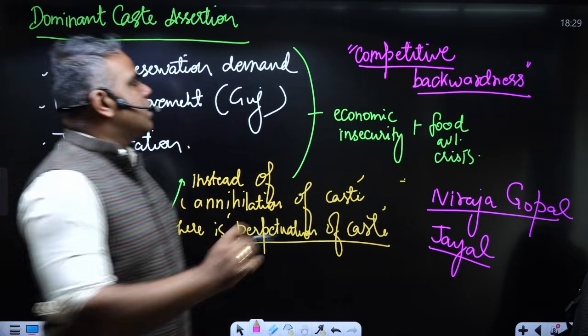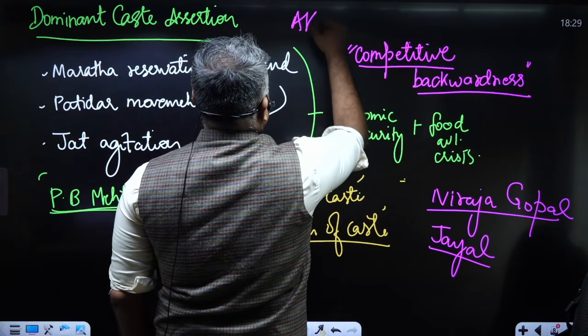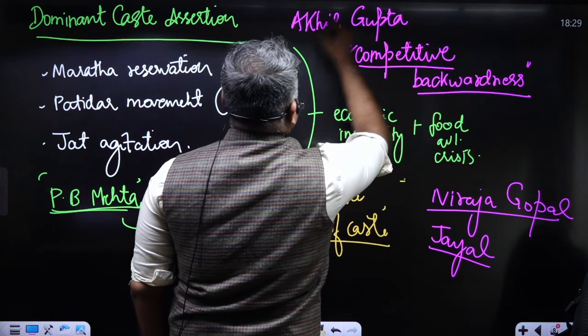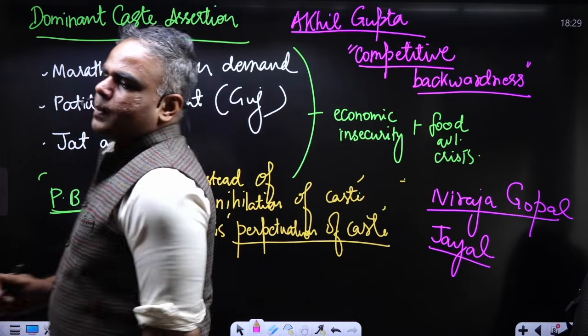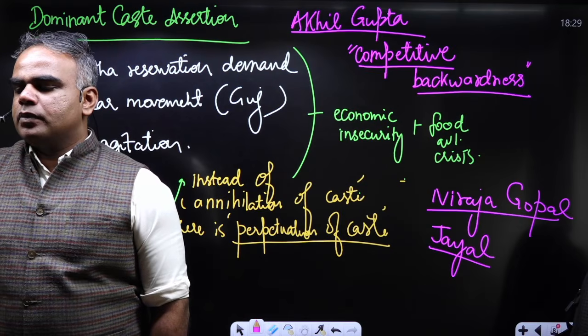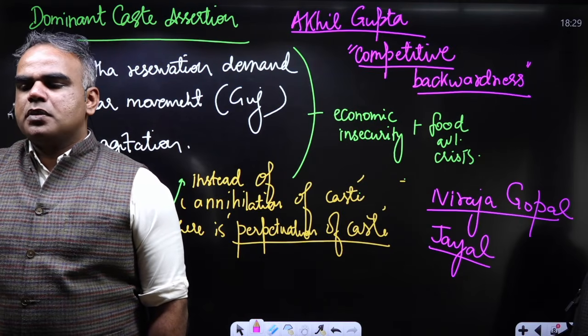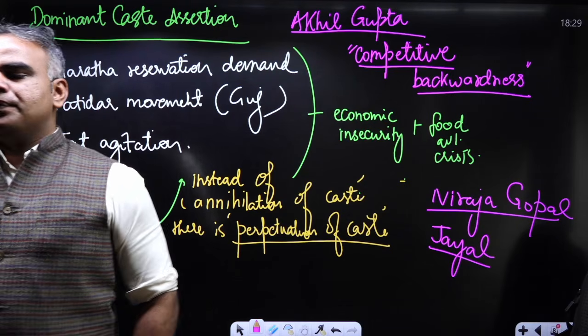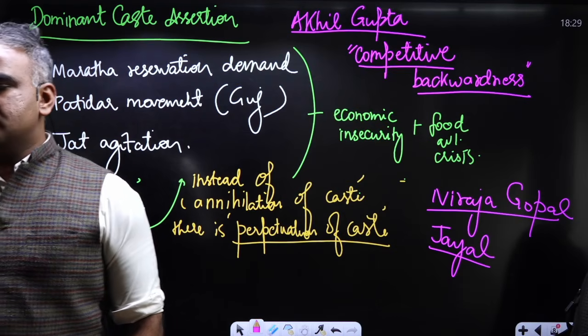Next, Akhil Gupta links these movements to rural distress and uneven development.